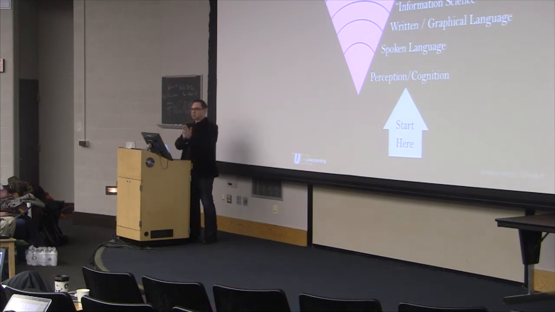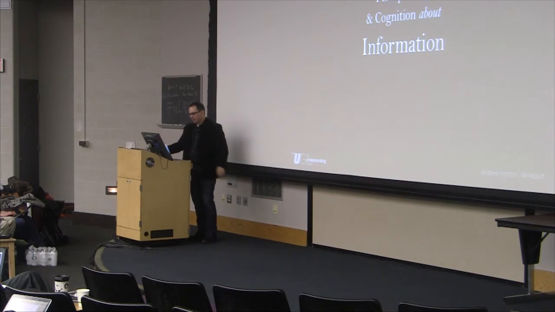So this is what I'm saying: let's start here. Let's start with what is perception, what is cognition, how does this stuff work? Because contextual understanding involves perception and cognition, perception of and cognition about information.